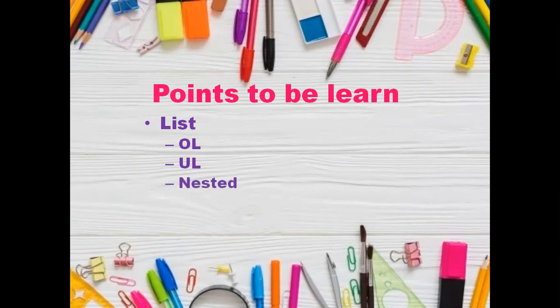Then nested list. Another type of list is the nested list. It is a list within a list. The list which comes inside a list again, that is called a nested list. Then the next type of list is the definition list. So altogether these four types of list we are going to learn today: OL, UL, nested, and definition list. I hope you got these four types.